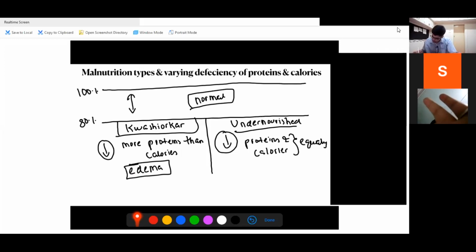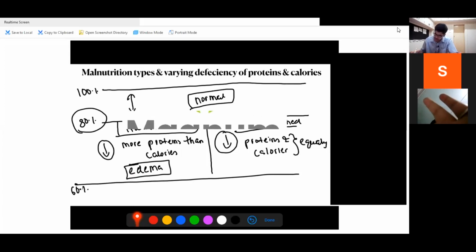Now go further down, and this is the 60% line. This was the 80% line. So this line was the criteria for malnourished. Any child coming below 80% of expected weight having edema will be kwashiorkor. Any child coming below 80% having no edema will be undernourished. But to add to this statement, these children should be below 80% but above 60% of expected.